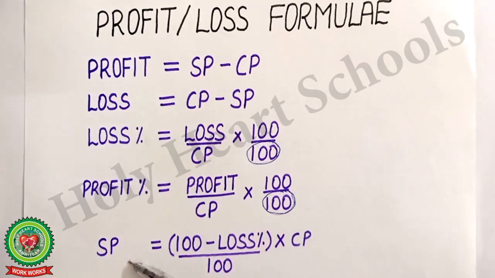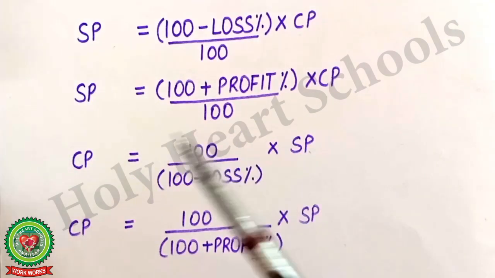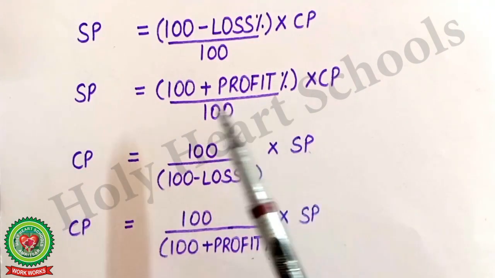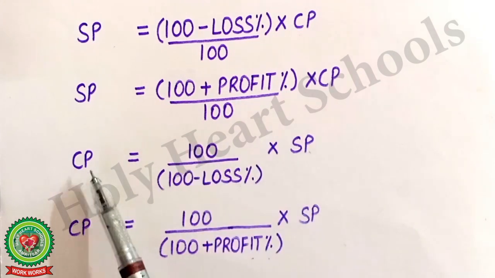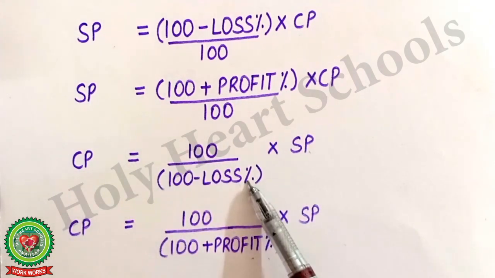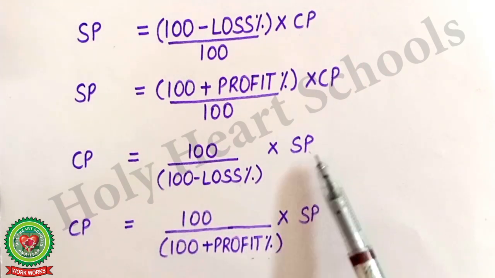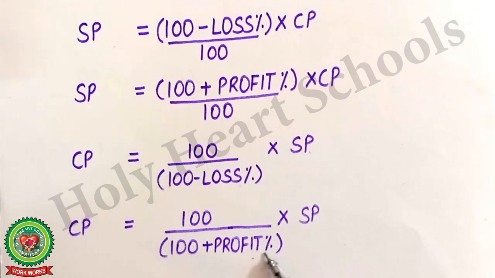Then selling price is equal to (100 minus loss percent) upon 100 into cost price. Selling price in case of profit percent is (100 plus profit percent) upon 100 into cost price. Cost price in case of loss percent is 100 upon (100 minus loss percent) into selling price, and cost price in case of profit percent is 100 upon (100 plus profit percent) into selling price. Now with the help of these formulas, we are going to discuss one example related to the cost.